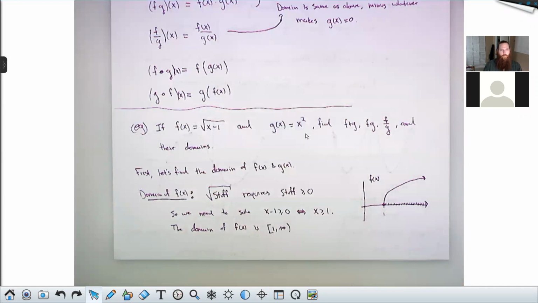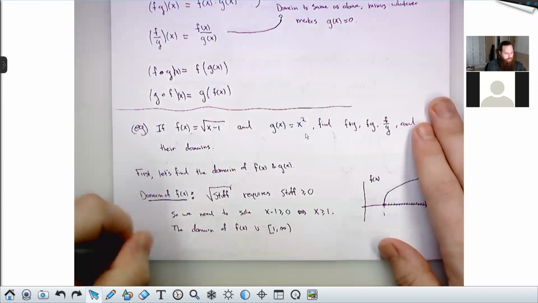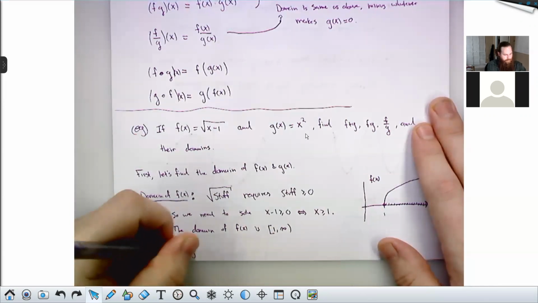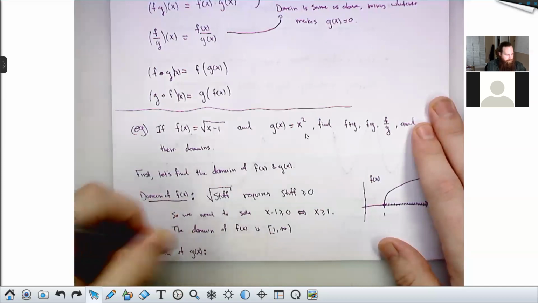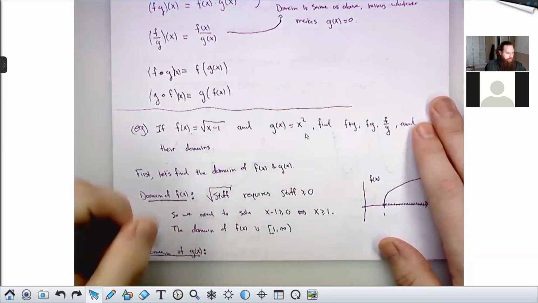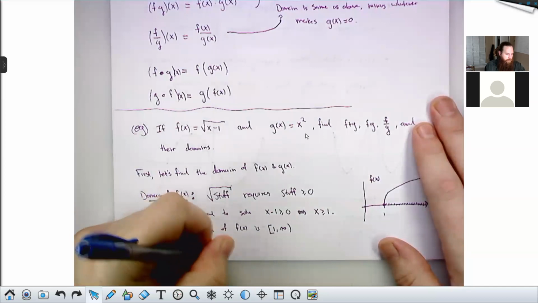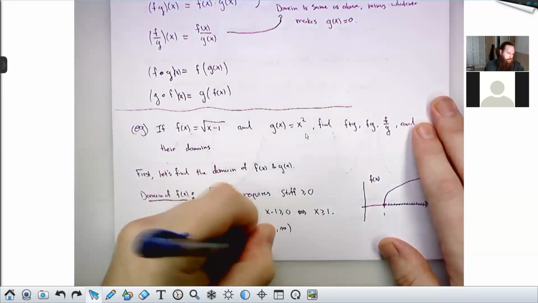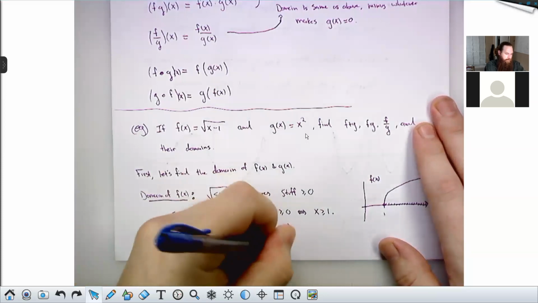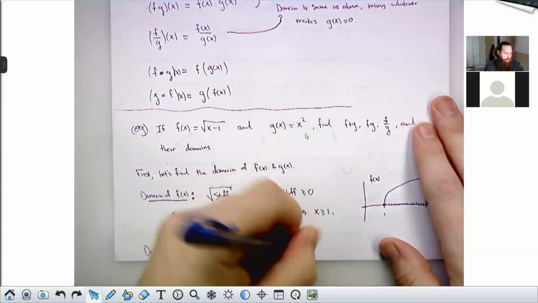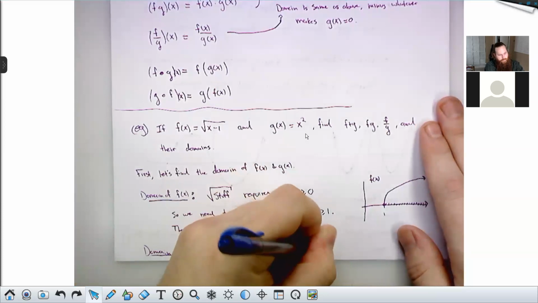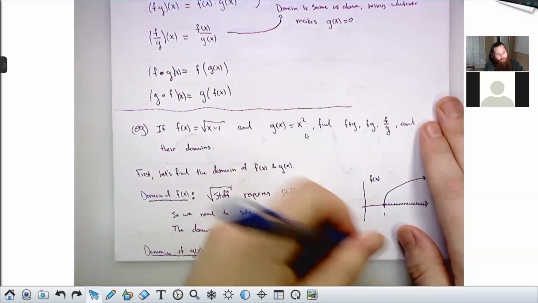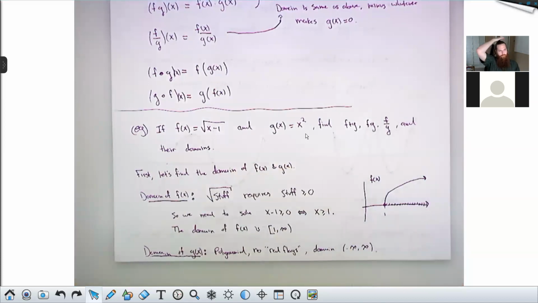G of x is a polynomial. He doesn't have any red flags. This is a polynomial. No red flags. So the domain is all real numbers. Negative infinity to infinity.